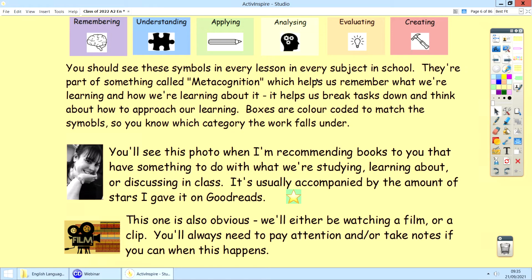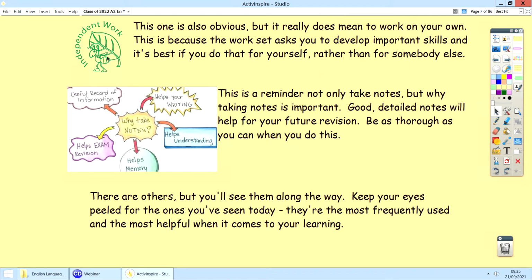Okay, so independent work is obvious. You really do need to work on your own for this on account of the fact that you can't ask anybody else for help in the exam. And this is a reminder to take notes and why taking notes is important. There are other ones, but you'll see them as we go through.